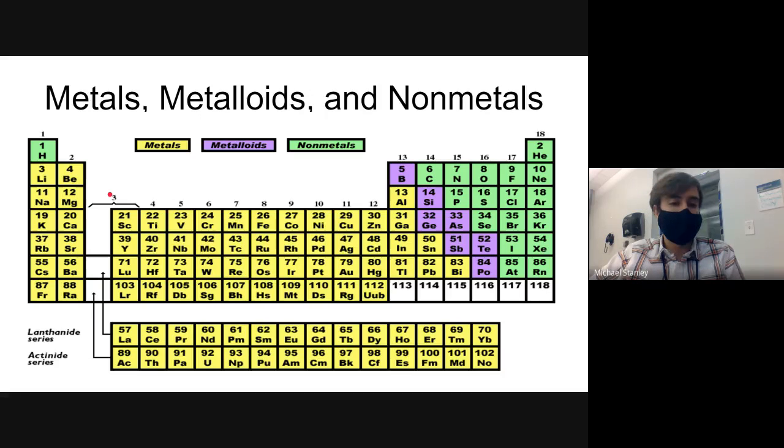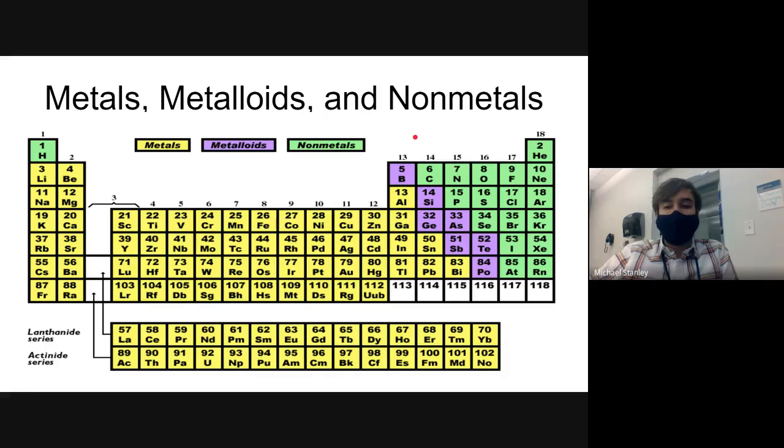So in the metals, we've got things like copper and nickel and cobalt. We've got iron, aluminum, lead, gold, silver, plus some things that you might not expect, like sodium and potassium and magnesium. These are all metals.